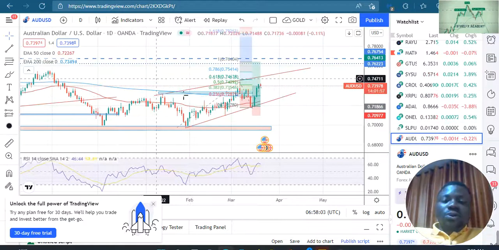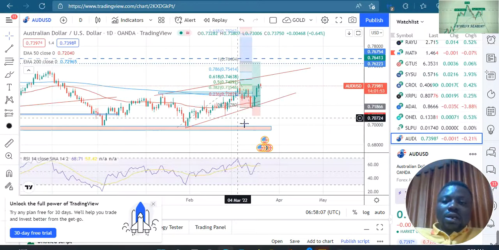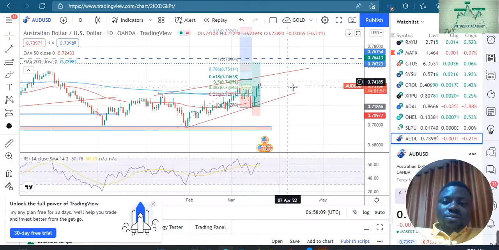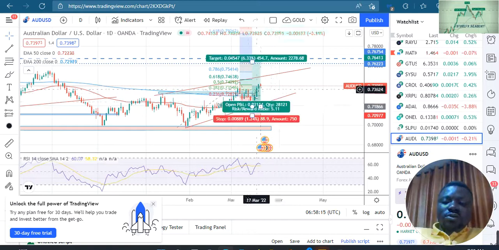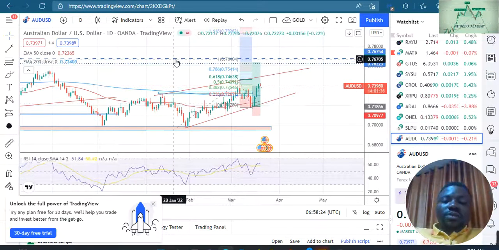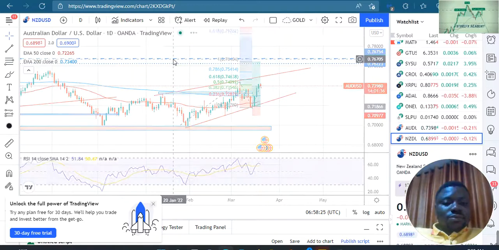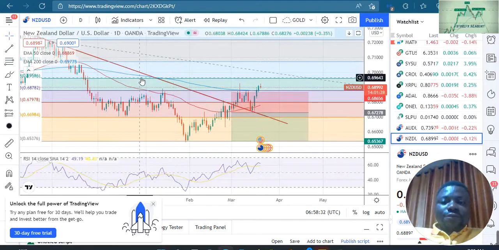So, for those who already took the analysis last week, you can hold on to this analysis, lock your profit by adjusting your stop loss, then go after your daily work. So that is it on AUD USD. This is a daily time frame.